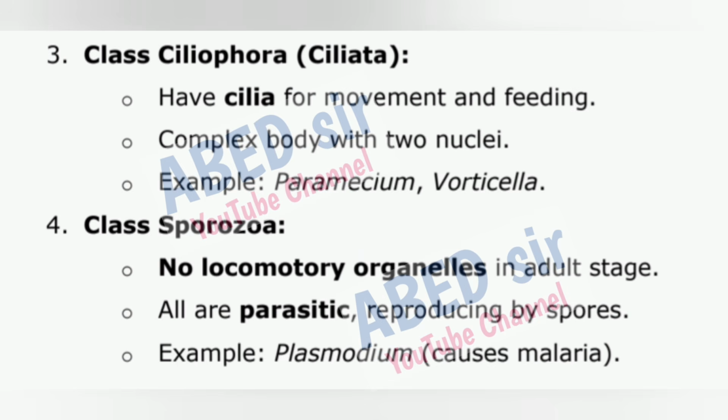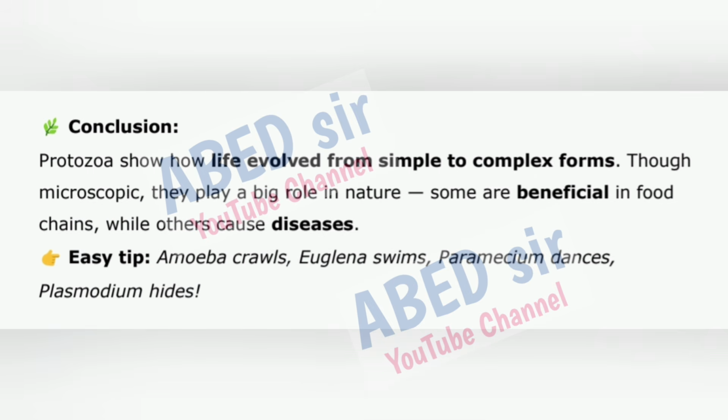Example, Paramecium, Vorticella. 4. Class Sporozoa. No locomotory organelles in adult stage. All are parasitic, reproducing by spores. Example, Plasmodium causes malaria.